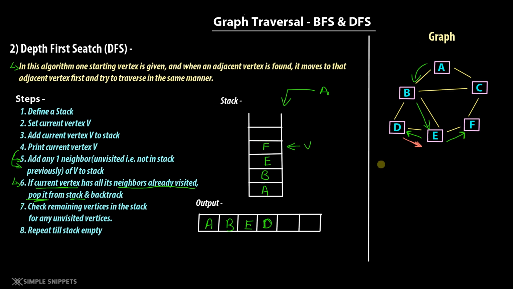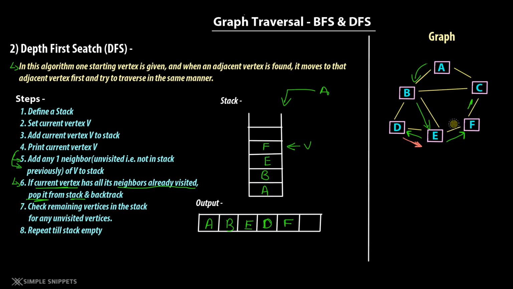So this is how backtracking works once you reach a particular dead end. Now F will be printed, and now we will search for a neighbor for F. F has 2 neighbors, you can see there are 2 edges. You can either go to E or you can go to C.